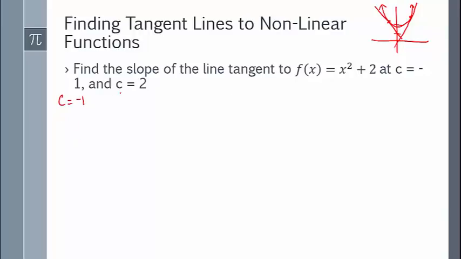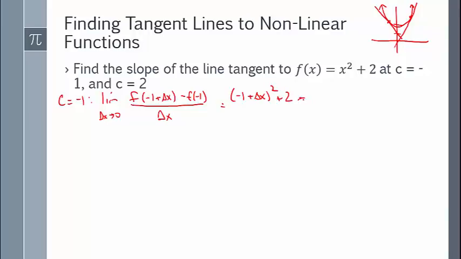So for c equals negative 1, we want the limit as delta x approaches 0 of f of negative 1 plus delta x minus f of negative 1 all over delta x. Okay, so I'll take that expression, plug it in for the x here. So now I get negative 1 plus delta x squared plus 2 minus f of negative 1. Well, when I put in negative 1 squared plus 2, I get 1 plus 2, which is 3. So I have minus 3 here, all over delta x.